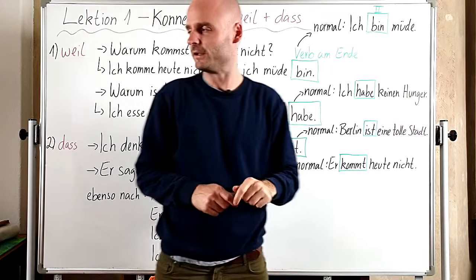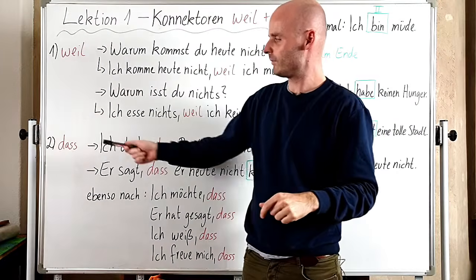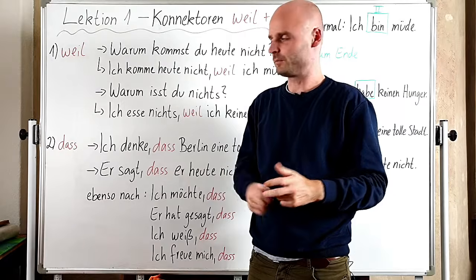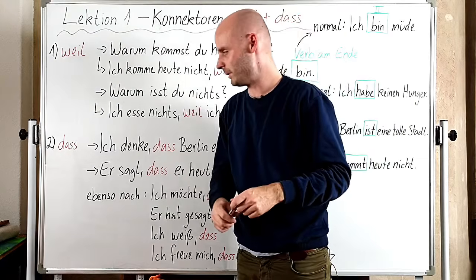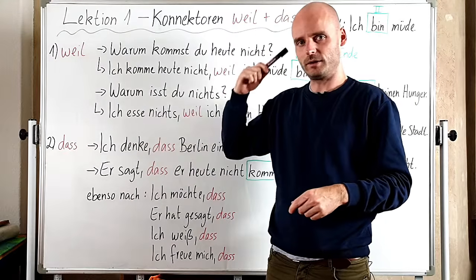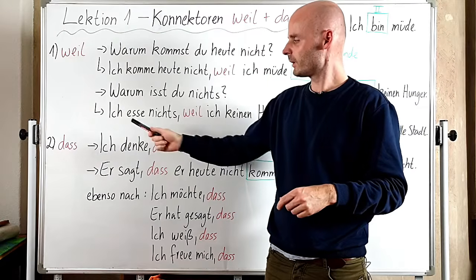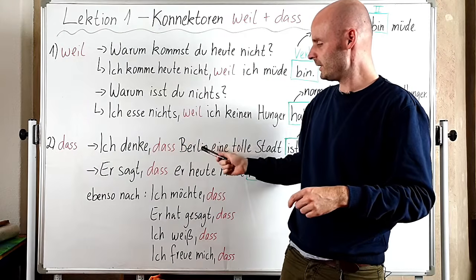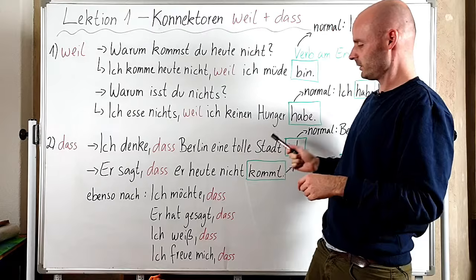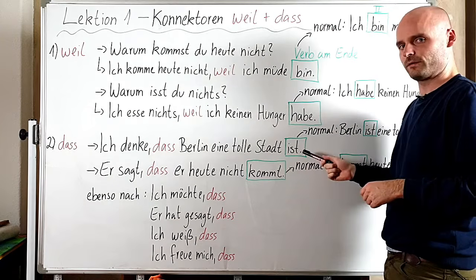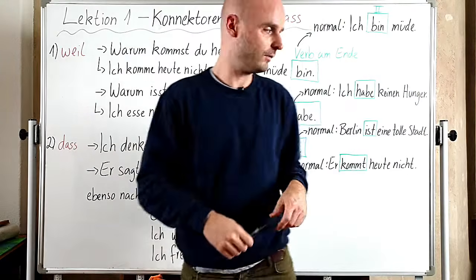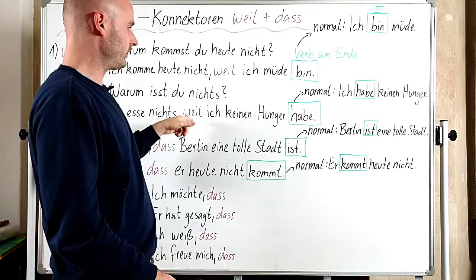All right. And then we have dass, which in English is that. Ein Beispiel. Ich denke, I think. Ich denke, dass Berlin eine tolle Stadt ist. And it's the same as with weil, that's why I marked them red.